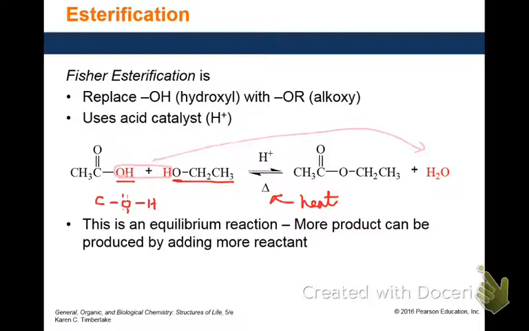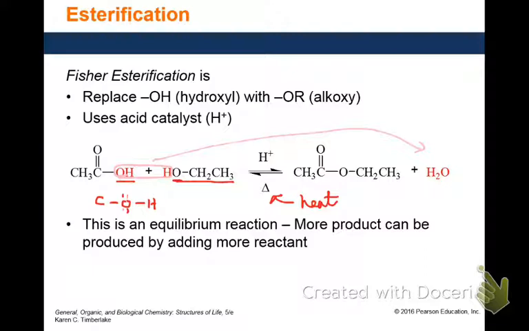Do you guys remember Le Chatelier's principle? It sounds really silly, but when you put more reactants in, you get more products out. That's the simple way to explain Le Chatelier's principle. You can make a reaction go further to the right just by putting more reactant in. In this case, if I added more of the acid, that would make the reaction go to the right. Or if I added more of the alcohol, that could also make the reaction go to the right. And I could get more product either way. Or you can add more of both and get more product out.